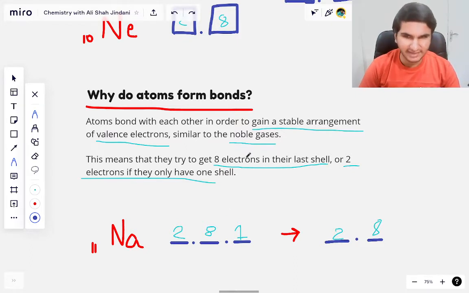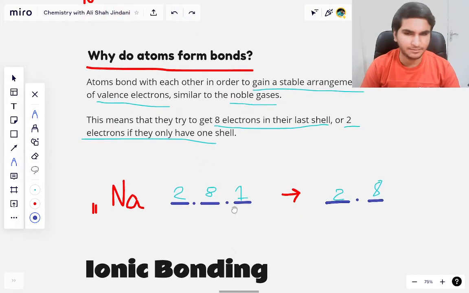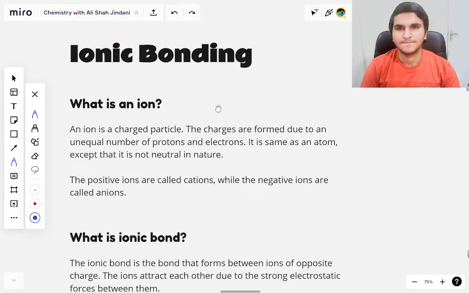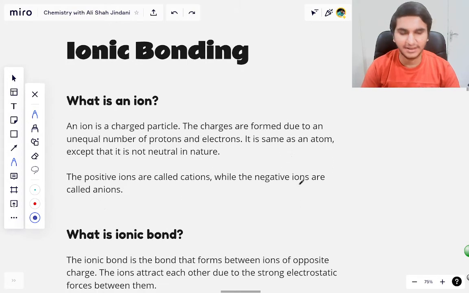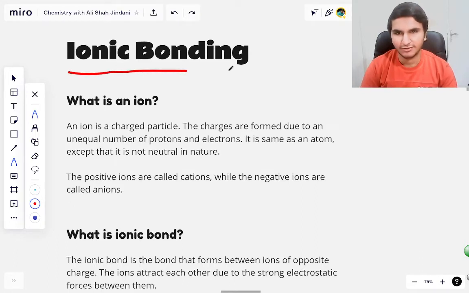And with that said, we have completed the first thing that we had to do, and that was atomic bonding. This was an introduction, and I hope that by now it is clear. Now we are going to move to this new topic, that is ionic bonding. This is one type of bonding. Again, I am repeating, this is one type of bonding, others are covalent and metallic. Now we are going to discuss ionic bonding.